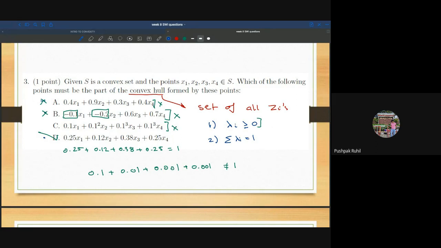Saima, even though in option B we get the sum equal to 1, the condition of lambda i being more than or equal to 0 does not hold true. So hence option B is wrong. Oh, okay, sir. All right. So I guess we can move on to the next question.